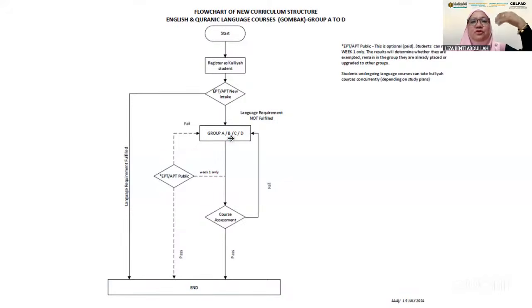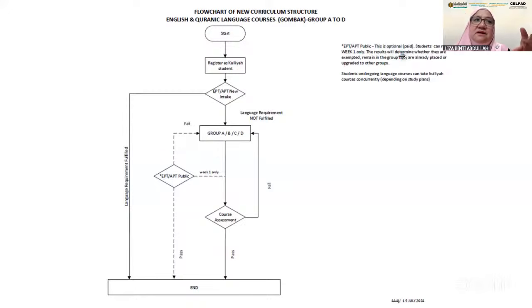Or you can even go to the higher level. Let's say you're from 1013, but you don't pass with that band that you're supposed to get, you can go to 1014, which means your classes are only 10 hours instead of 20. You can take more kuliah courses. If you read this one, we have this actually outside our office, and this one also will be shared with you. Okay, so the paid one is optional.